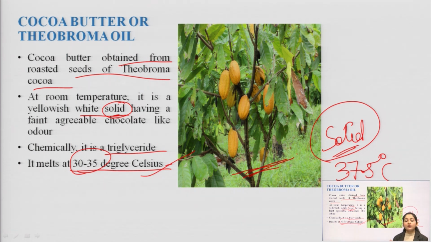Traditionally also, the major base of suppositories was always chosen to be cocoa butter, because it was readily available. The manufacturing cost was also very cheap. It can be easily extracted from the roasted seeds of the cocoa plant, and as the melting point is very close to human body temperature, that is 30 to 35 degrees Celsius, melting is not a hindrance while making suppositories using cocoa butter. Moving on to the next slide.